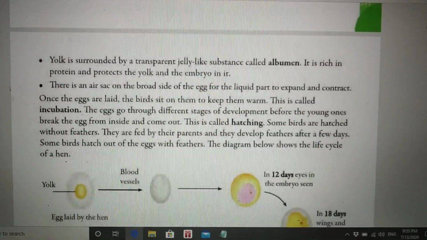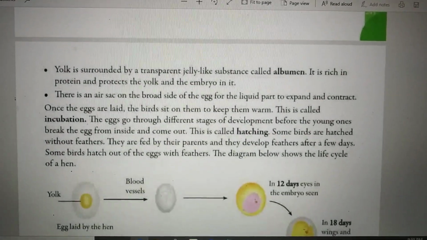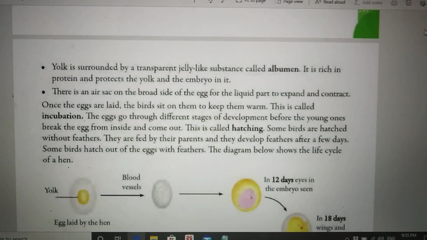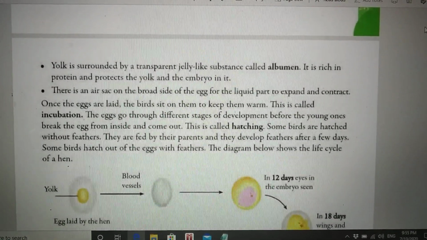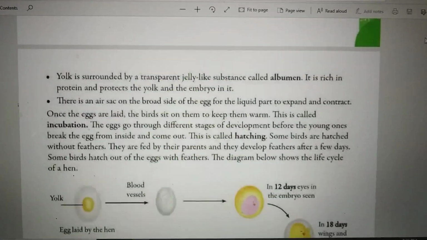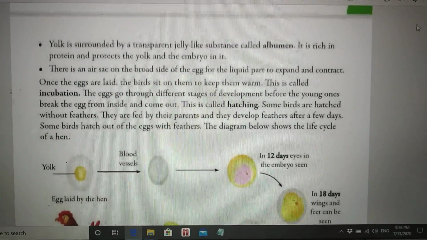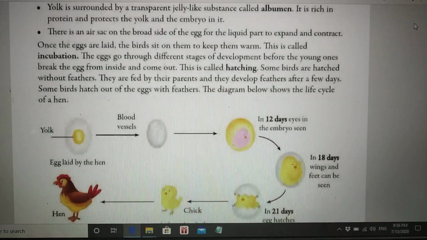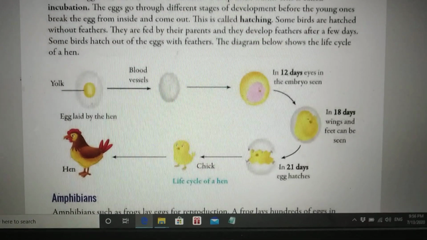Some birds are hatched without feathers on the body, and they are fed by their parents and develop feathers after a few days. And some birds hatch out of the eggs with feathers. They have feathers on the body. The diagram below is showing you the life cycle of a hen. Let's take an example. It's showing you the example of a hen egg.